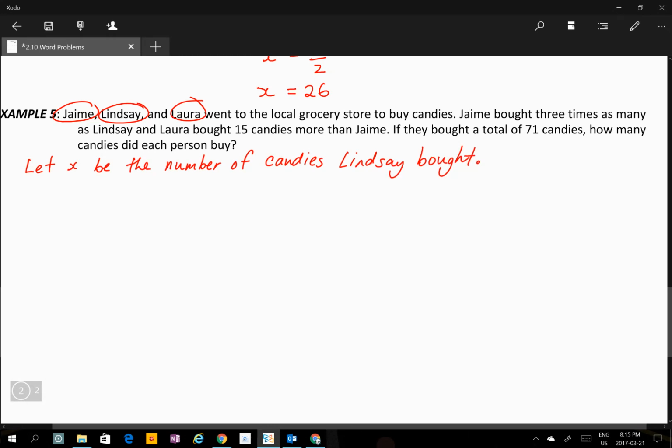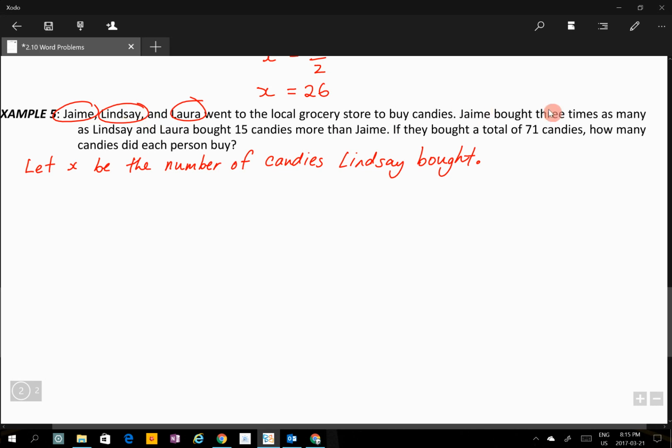Okay, and so that's Lindsay. Now, why did I start off with Lindsay? Well, it seems like everyone else was compared to Lindsay. Not everyone, just Jamie was compared to Lindsay, and then Laura was compared to Jamie. So if you follow the chain, it starts with Lindsay.